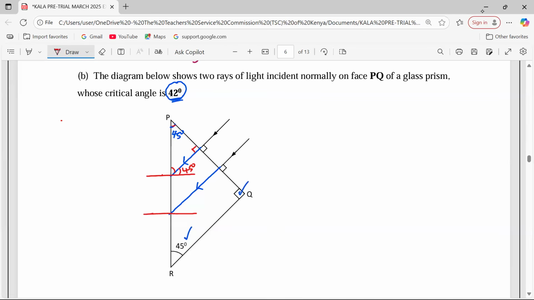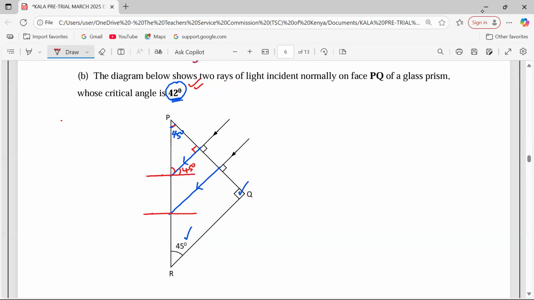And this now becomes the angle of incidence for this particular face PR. The angle of incidence is 45. Do you know 45 is greater than 42, the critical angle? So if the angle of incidence is greater than the critical angle, there will be total internal reflection. So the ray will not go outside to the air. It shall be totally internally reflected.